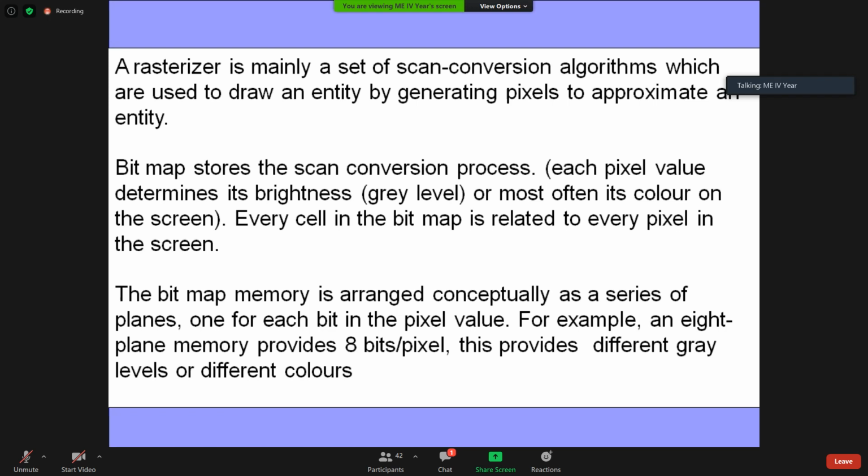And the rasterizer is mainly a set of scan conversion algorithms which are used to draw an entity by generating pixels to approximate an entity. Bitmap stores the scan conversion process, or most often its color on the screen. Every cell in the bitmap is related to every pixel on the screen, and the bitmap memory is arranged conceptually as a series of planes. Okay, I'll show you how it works.